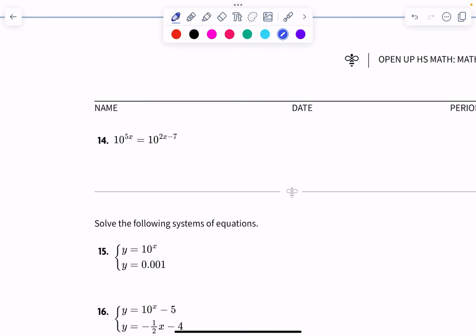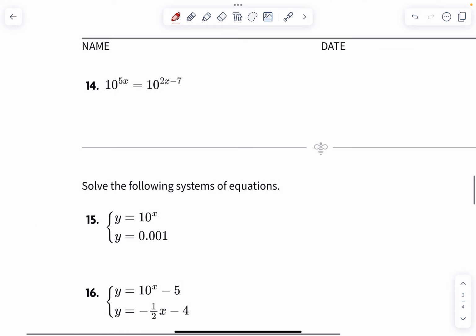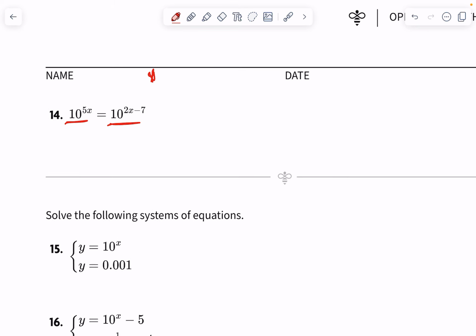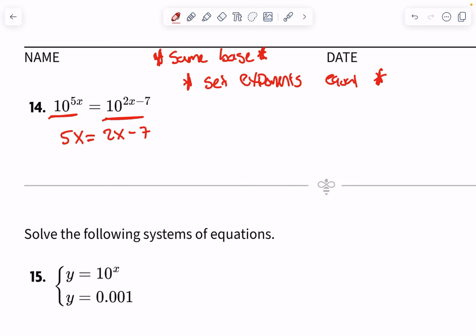14. So what is up with 14? What are we doing there? This is an exponential, right? So they have the same base. We've done this before: if they have the same base, you set the exponents equal to each other. Set exponents equal. Okay? So I'm going to be left with 5x is equal to 2x minus 7.